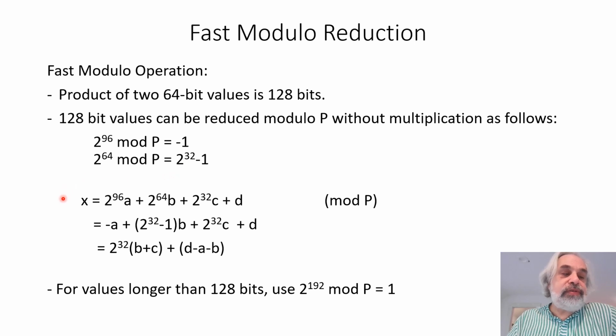So what that means is that if we have a 128-bit result from multiplying these two values in the finite field, we can write it as 2 to the 96 times a plus 2 to the 64 times b plus 2 to the 32 times c plus d, where a, b, c, and d are all 32-bit numbers. And according to the equations above, we can replace this 2 to the 96 with a minus 1, because all of this is modulo p. The 2 to the 64s can become 2 to the 32 minus 1, and then these things are left alone. This is 2 to the 32c plus d. You collect the terms, and what you find is that this x mod p is just 2 to the 32 times b plus c, plus d minus a minus b.